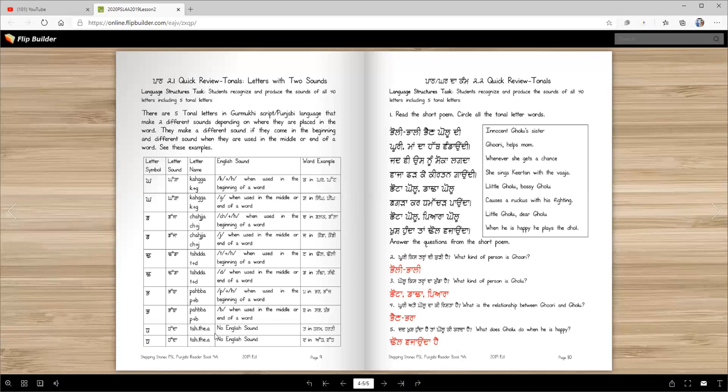Tadda. Tadda has no English equivalent sound, but it makes a sound t when it comes in the beginning, like taram, tarti. And tadda makes a d sound when it comes at the end, like in ad, vad. Right? So these are the letters and their 2 sounds that come in the beginning, middle or end of a word.